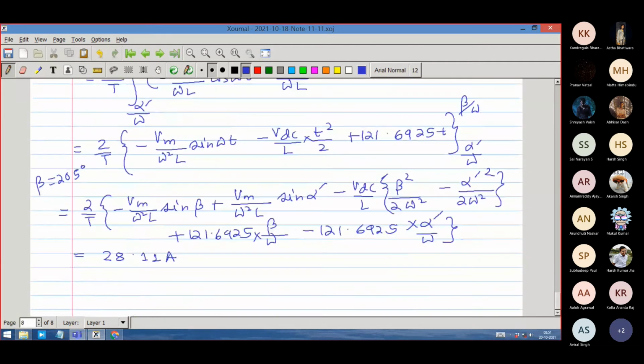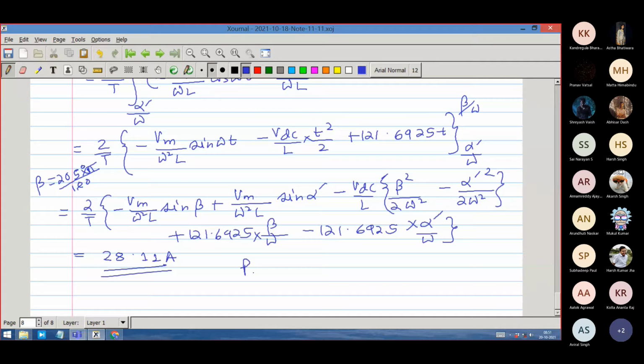So beta is equal to 205 into pi by 180, because this is all radian. When you are putting beta, you must be putting it in radian. Alpha dash is already known. Omega is known. Vm is known. L is known. Everything is known. So it is 28.11 ampere.